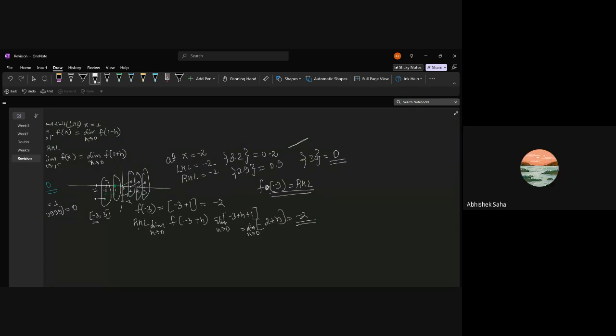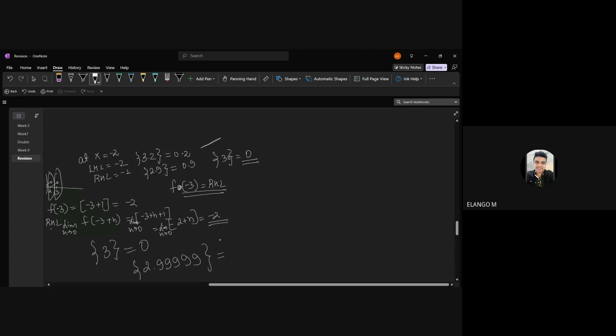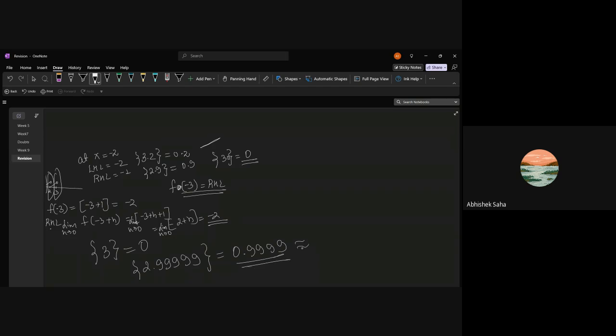In positive 3, let's check. We have to define the function value at 3. So the fractional part of 3 is what? 0, right? But the fractional part of 2.99999 is what? It tends to 0.99999, which is not equal, right?